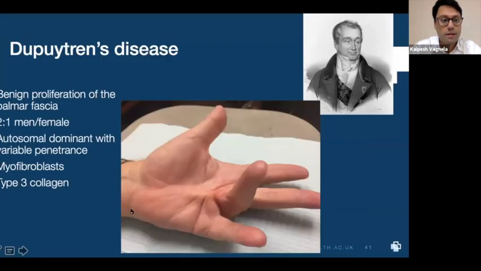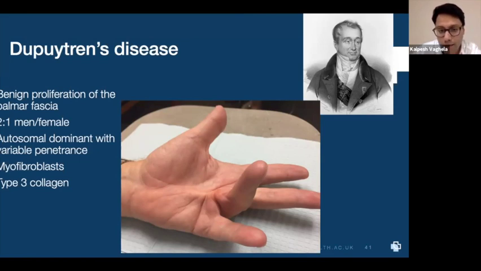Dupuytren's disease. So Dupuytren's disease is a benign condition that you'll definitely see in your hand clinic day to day. It's benign proliferation of the palmar fascia, and it's described by Guillaume Dupuytren in a Lancet paper in the early 1800s, and it's really caused by the myofibroblast, which is the key cell to be aware of in this condition. It causes hyperproduction of type 3 collagen, and it causes these classical contractures that you see in this diagram.